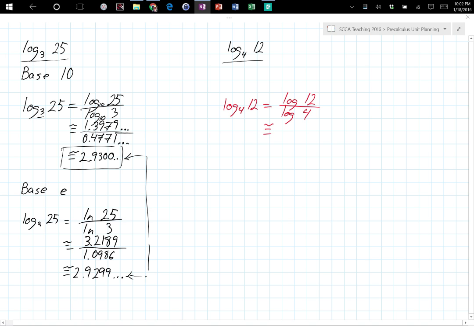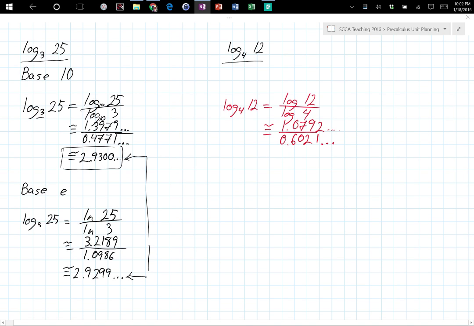And so now I take the log of 12, which is 1.0792, and it goes on. Divided by the log of 4, and I get 0.6021 on forever. All right, and then we divide. And I end up getting that it's approximately equal to 1.7925 on forever.